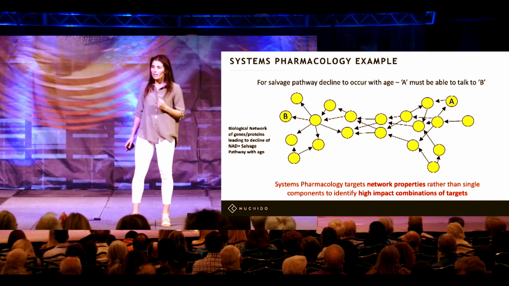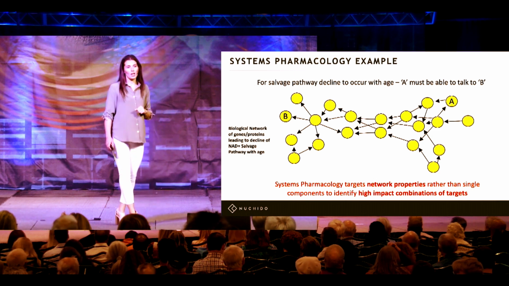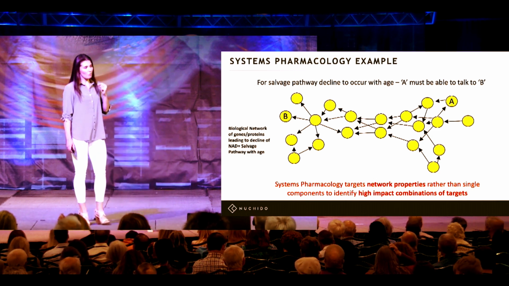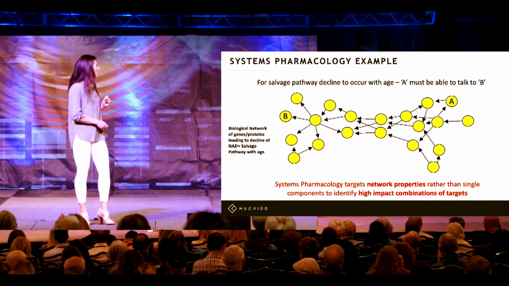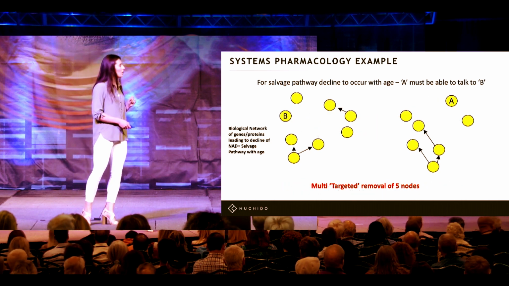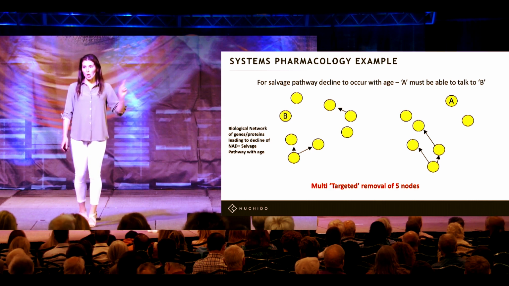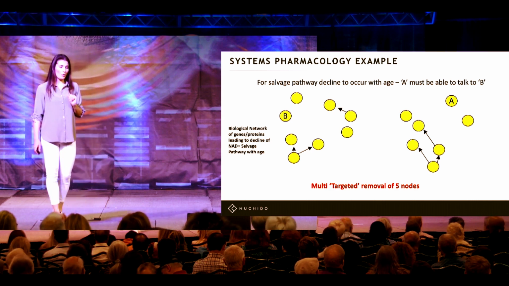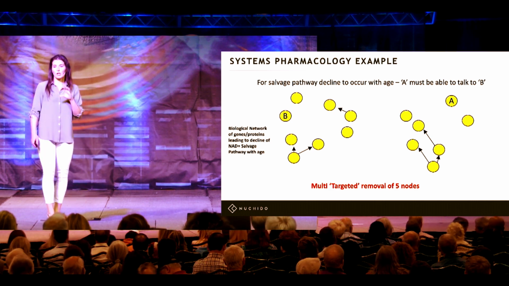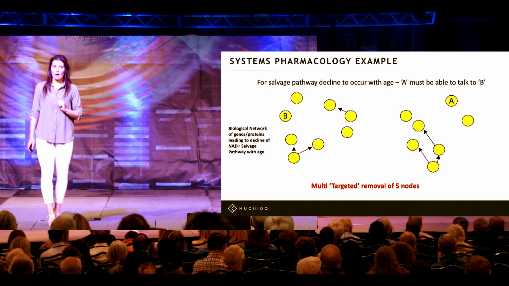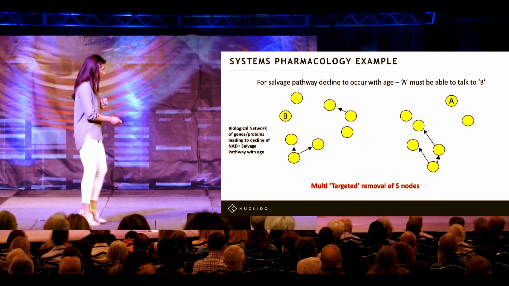And if you can calculate the right combination of targets to have a really high impact, you start to get results that look like this. So now we've removed 5 nodes, but we've used a systems pharmacology approach to identify the combination that's going to have the highest impact.